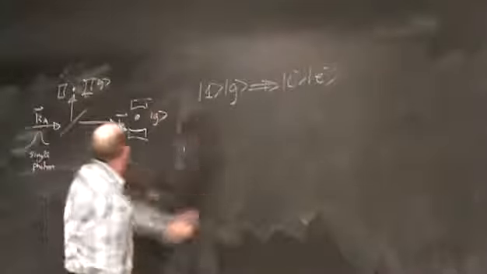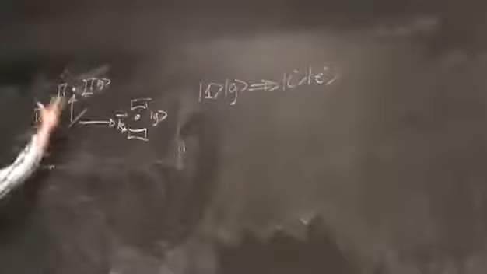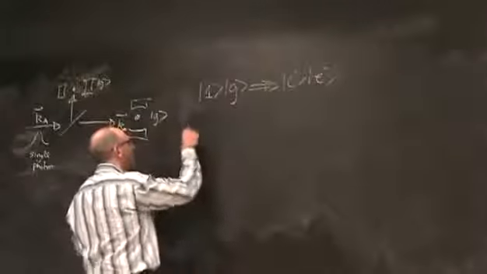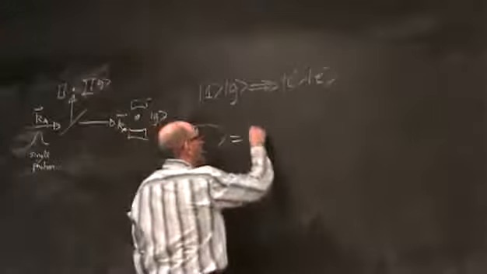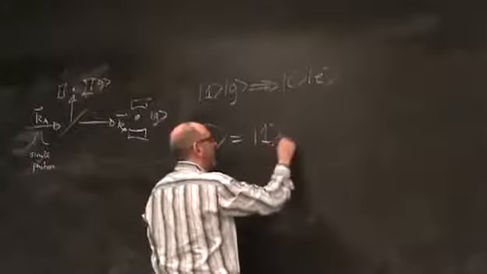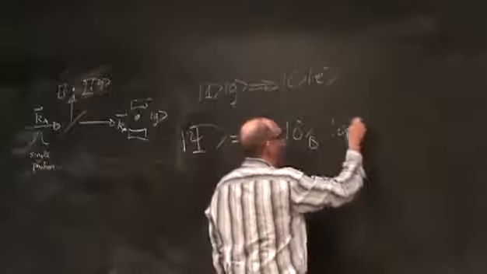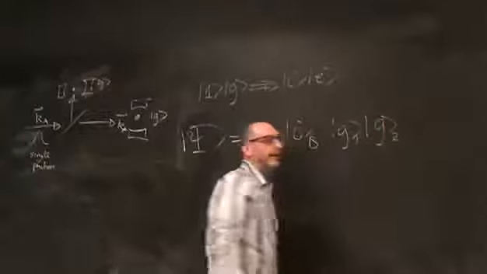So let's think about what happens. What's the description? Now I have two other degrees of freedom, two atoms. So I have this multipartite description. So my total state of the system initially, say, is one photon in mode A, nothing in mode B, and I have atom 1 and atom 2, both in the ground state.